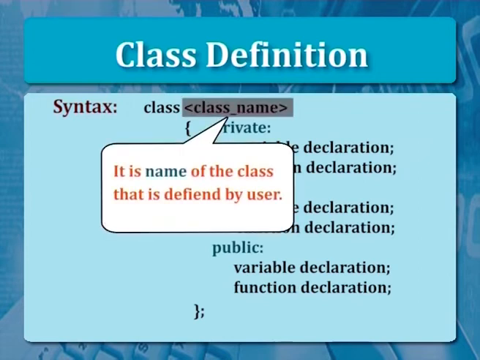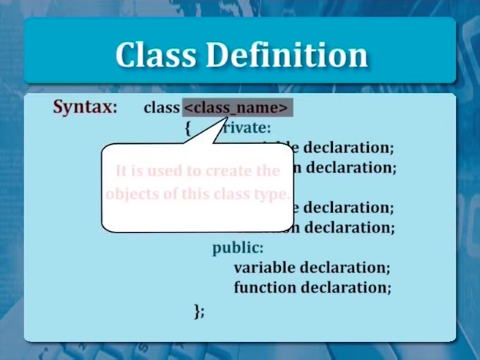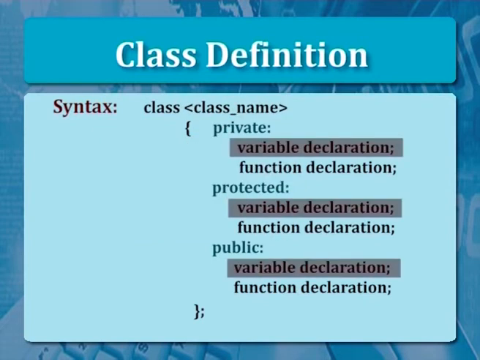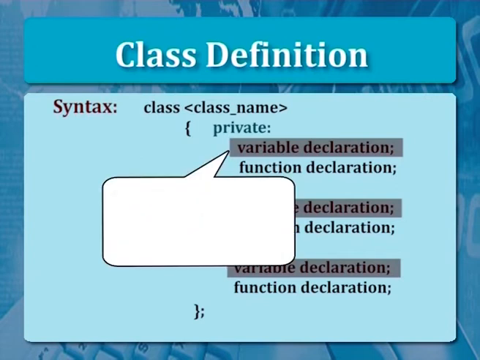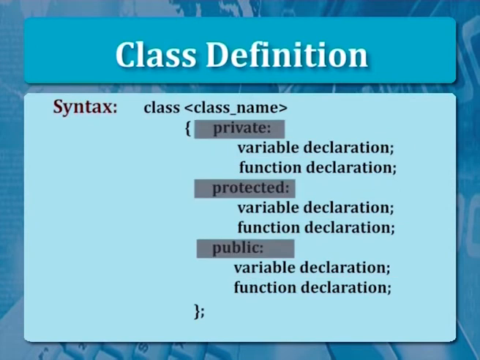Class name is the name of the class that is defined by the user, and the class body is enclosed in braces and terminated by a semicolon. The class name is used to create the objects of this class type. Data members are those variables that describe the characteristics of the class and are declared inside the class. They can be private, public, or protected. By default, they are private.